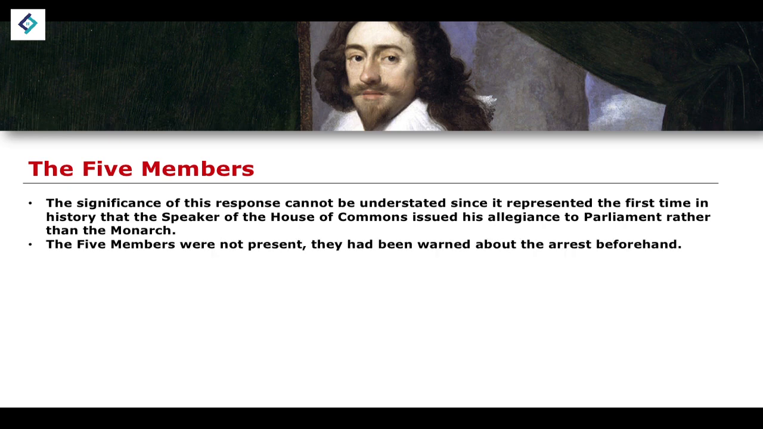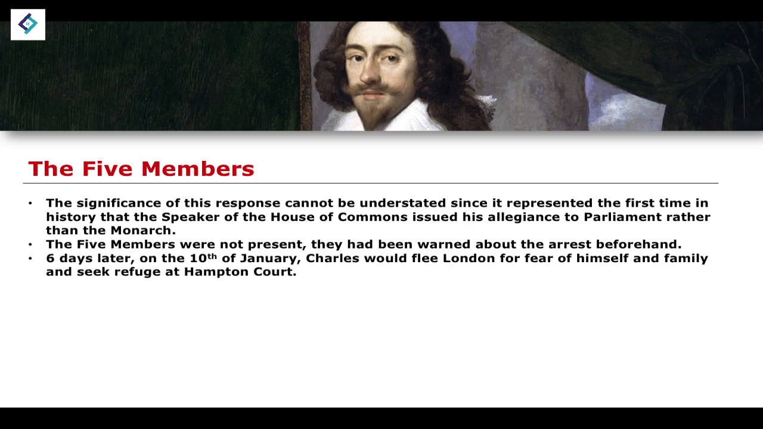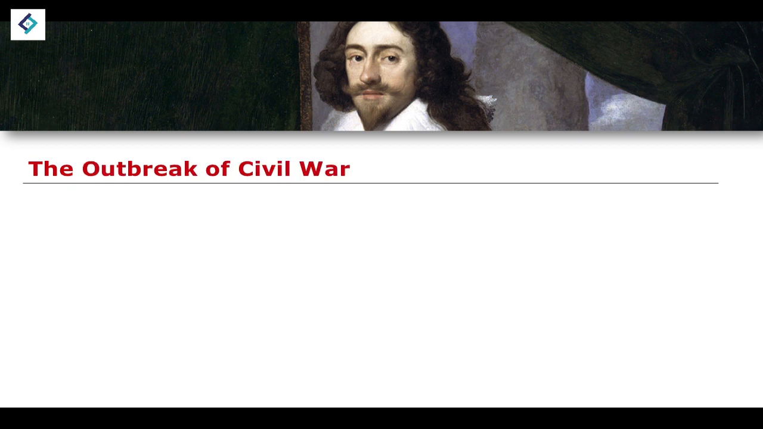The 5 members themselves had been warned about the arrest beforehand, and so they weren't present, and the result of which was that Charles left empty-handed. 6 days later, on the 10th of January, Charles would flee London for fear for himself and his family and seek refuge in Hampton Court. He would not return to London as a free man ever again. He would return eventually a few years later, after the Civil War is ended and lost.